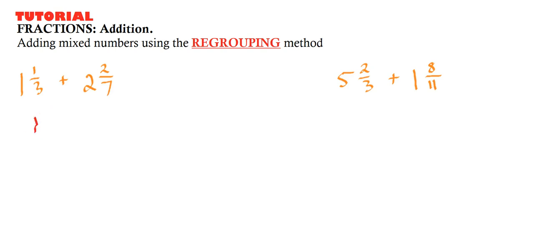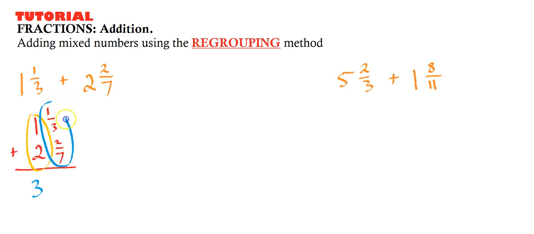So 1 and 1/3 plus 2 and 2/7. Right off the bat, what we're going to do is regroup and deal with the whole numbers first. So 1 plus 2 is 3.